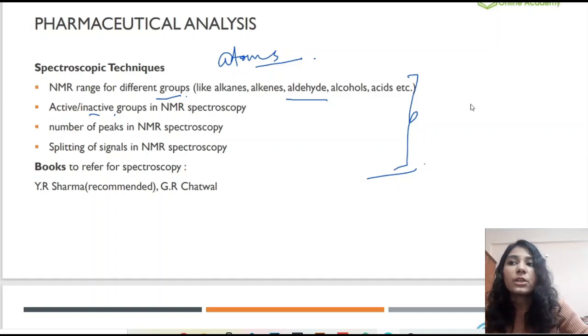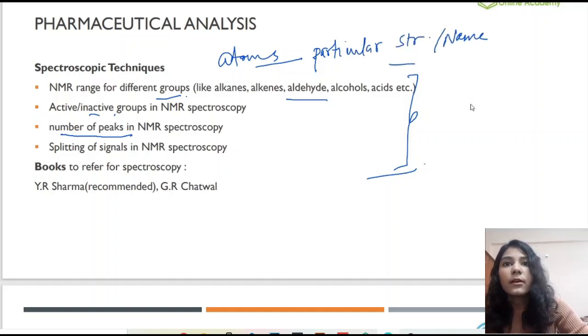They can ask you the number of peaks. They will give you a particular name or a particular structure of a compound, and they will ask you how many peaks you can observe in this particular structure or compound. Then they can ask you about splitting of signals.